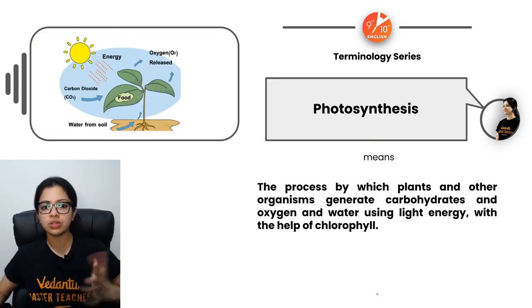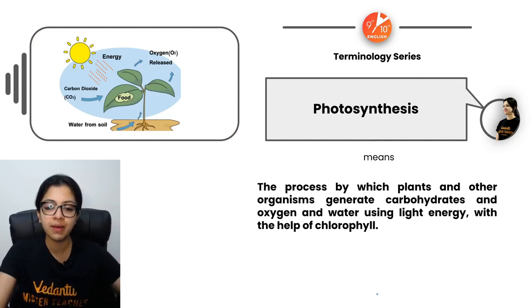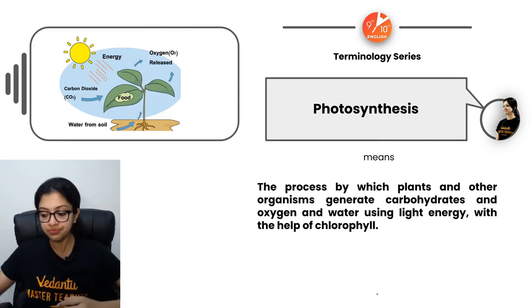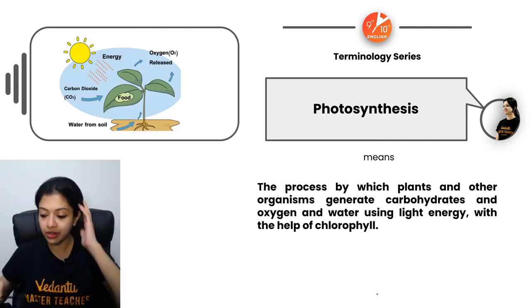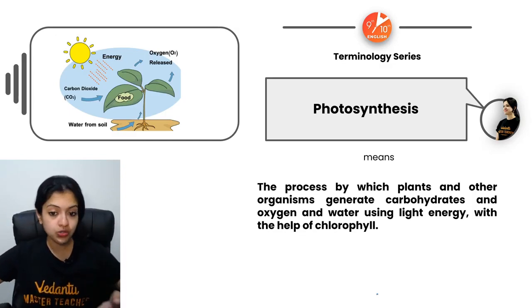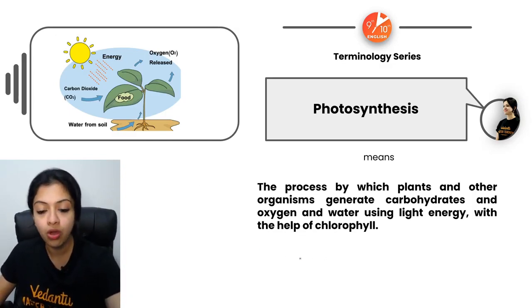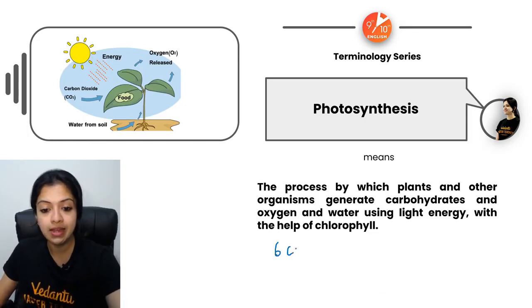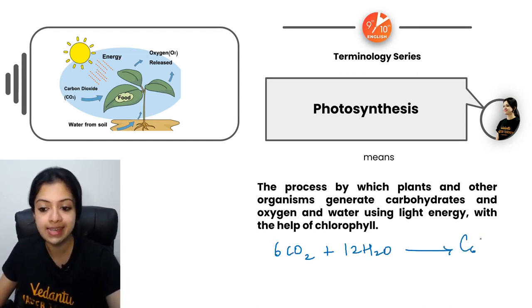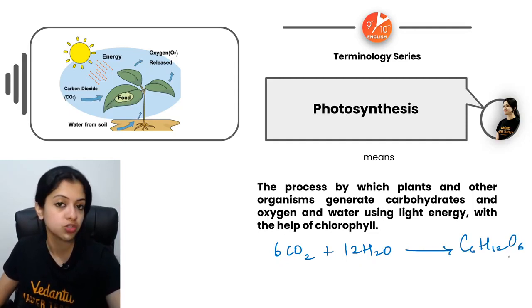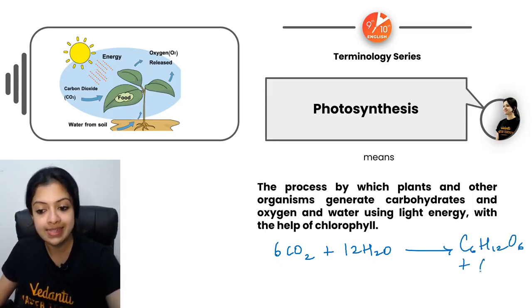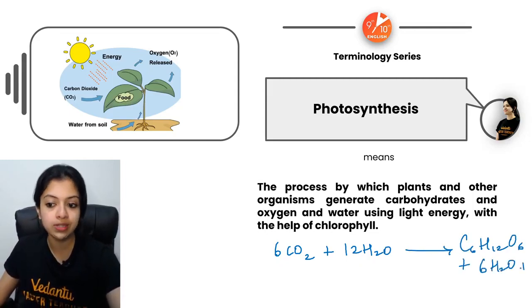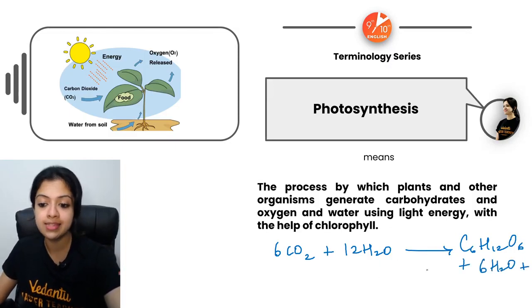Moving on now, what is photosynthesis? We've seen this already as part of autotrophic nutrition. Remember, children, whenever you talk about photosynthesis, it's important for you to keep in mind the equation as well. Okay, so 6 CO2 plus 12 H2O gives C6H12O6, which is glucose, plus 6 water molecules formed as a byproduct and oxygen.